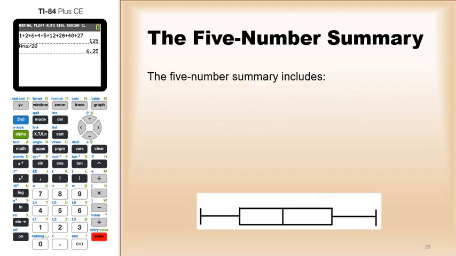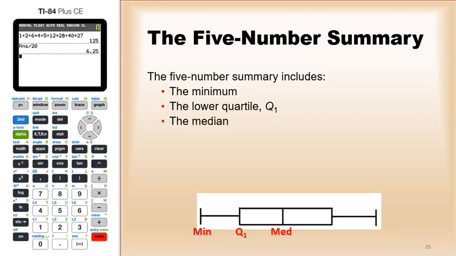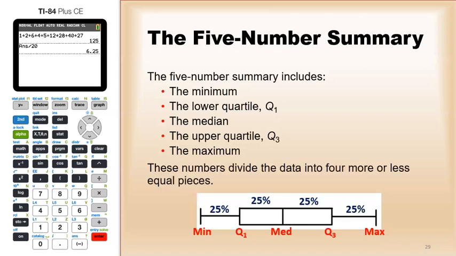And the 5-number summary includes the minimum number, that's the left part of the box plot. The next one is the lower quartile, the median, the upper quartile, the maximum. These are the 5 numbers that basically divide your data set into 25% pieces, into quarters. So these numbers divide the data into 4 more or less equal pieces.